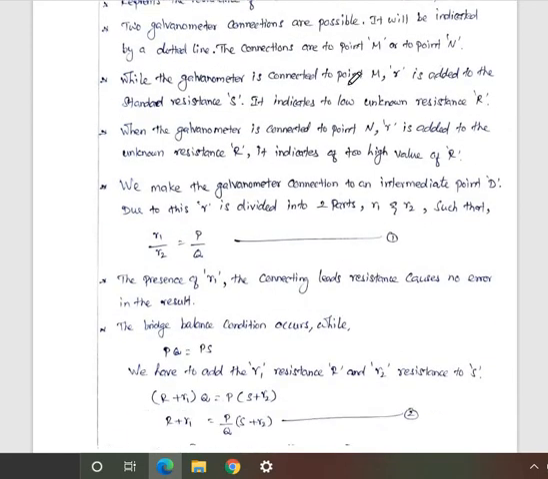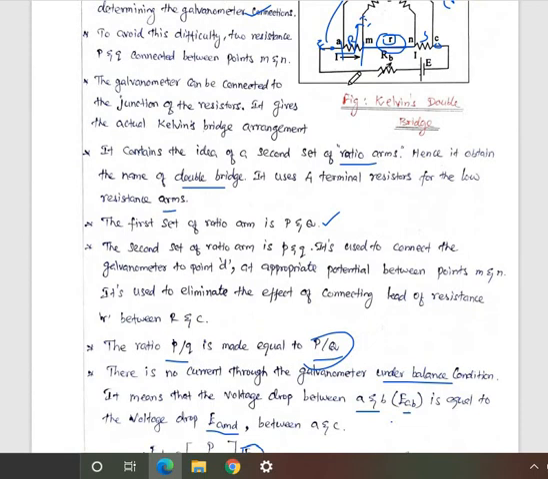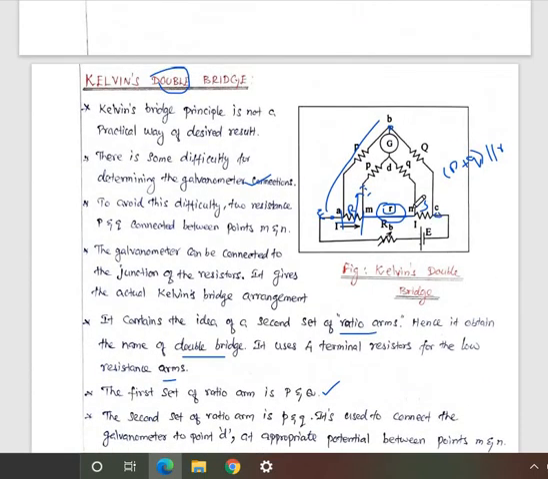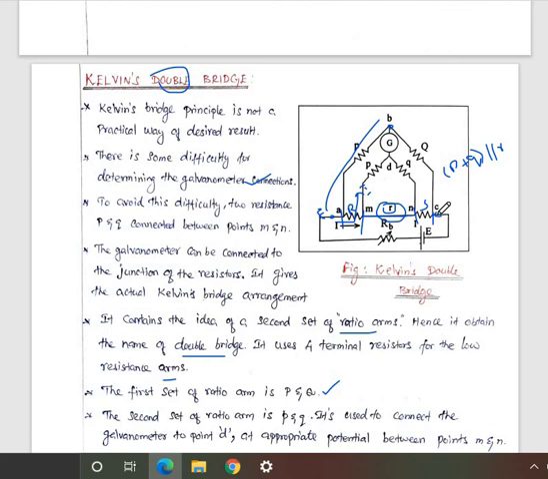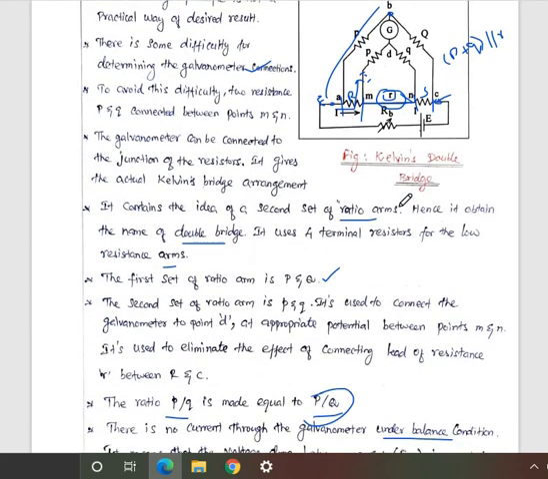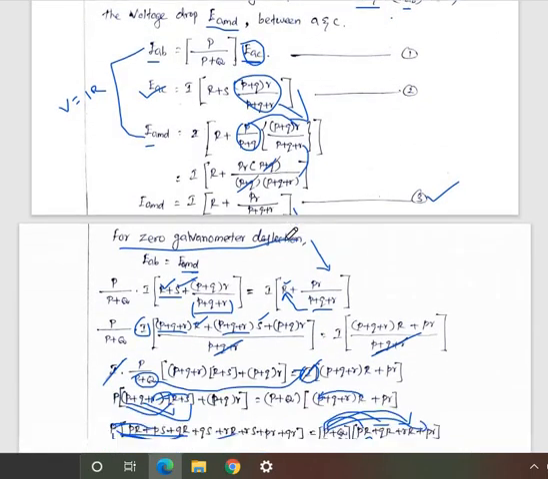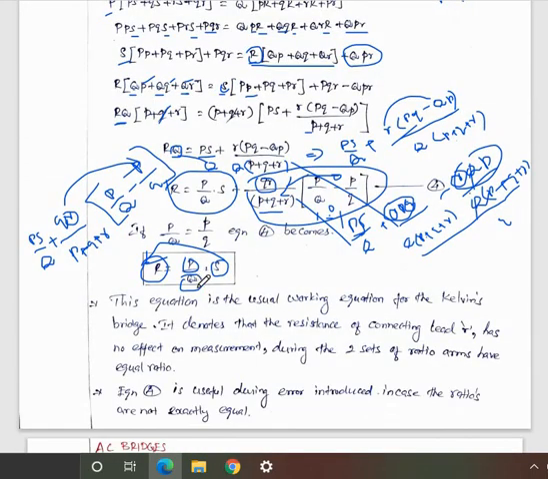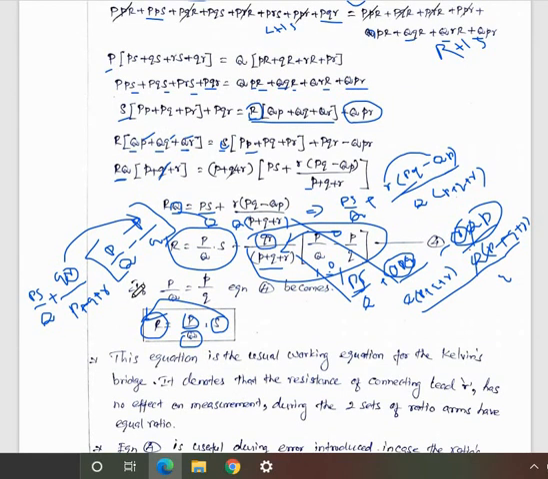That problem is eliminated in the Kelvin double bridge, because here we only consider the value of S. We are not considering the resistive leads. So the exact value of S and the exact values of P and Q are substituted here, and we can find the exact resistance. So this is the function of a Kelvin double bridge: finding the unknown resistance value using the Kelvin double bridge.